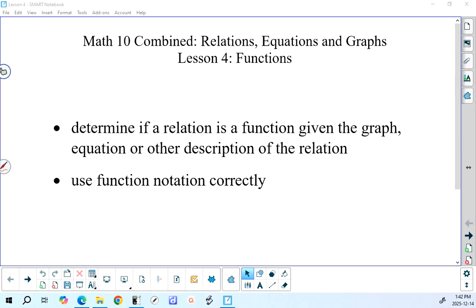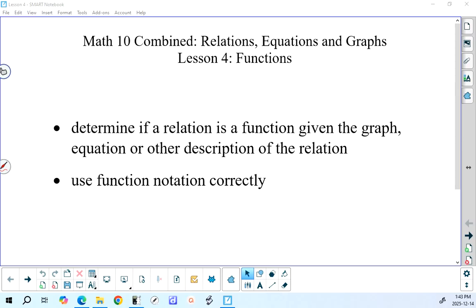So to begin with, before I even tell you what a function is, I just want you to understand that a function is a type of relation. Much in the same way that a chicken is a type of bird. So when we take a look at a collection of birds, some of them are chickens and some of them are not. When we take a look at a collection of relations, some of those relations will happen to be functions, but not all of them will be functions. So a function is a very special type of relation.